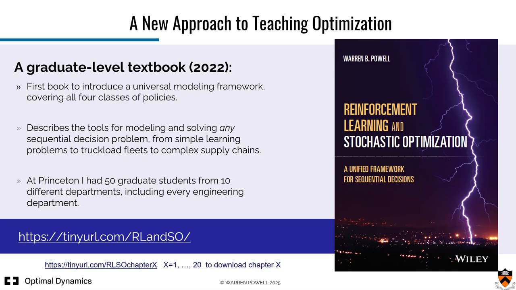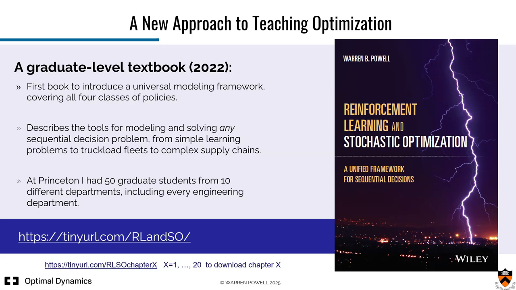I'm going to claim that I've done this in my first book. I call this my big book. It's 1,100 pages. It's a graduate level textbook. It's the first book written completely around the universal framework covering all 4 classes of policies. It describes the tools for modeling and solving any sequential decision problem.